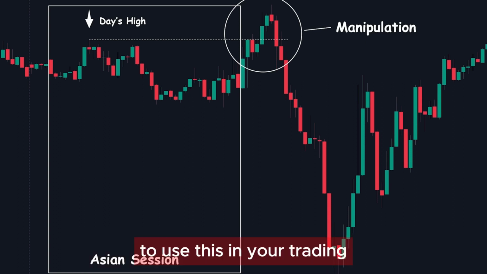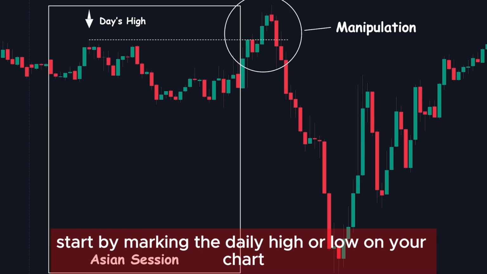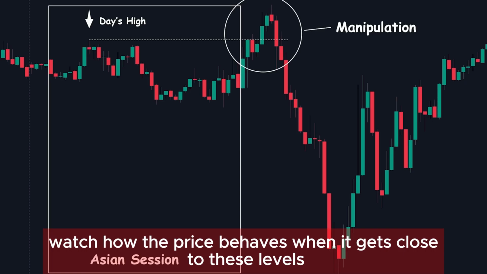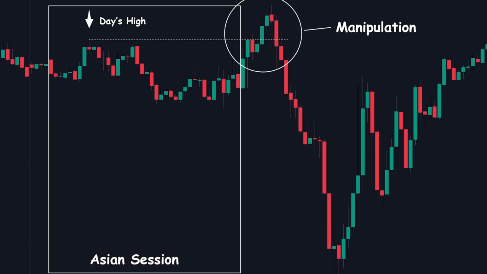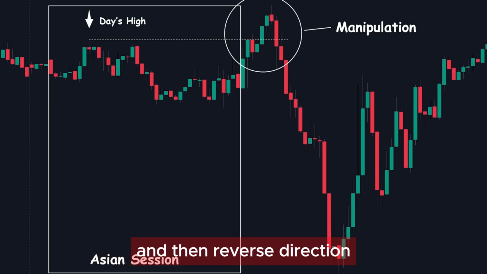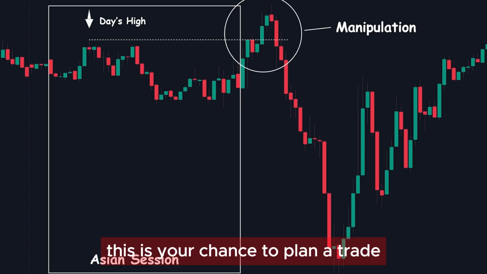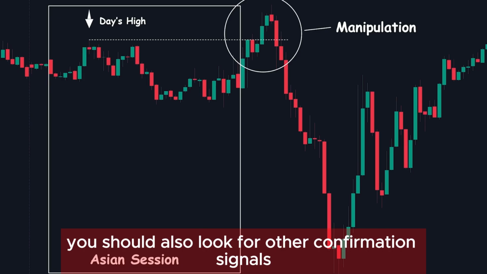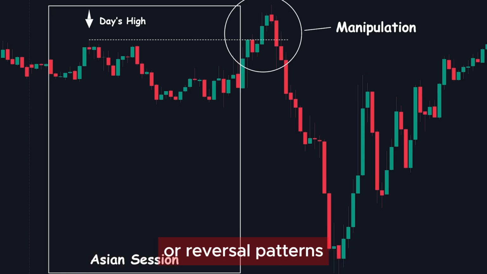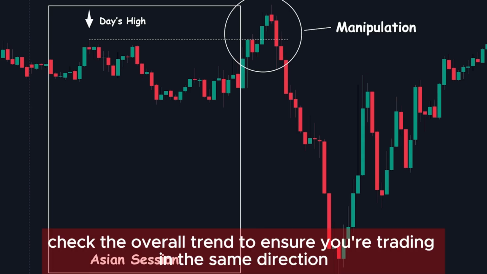To use this in your trading, start by marking the daily high or low on your chart. Watch how the price behaves when it gets close to these levels. Often the price will briefly break through the daily high or low, and then reverse direction. This is your chance to plan a trade. You should also look for other confirmation signals, like if the daily high coincides with a change of character or reversal patterns. Check the overall trend to ensure you're trading in the same direction.